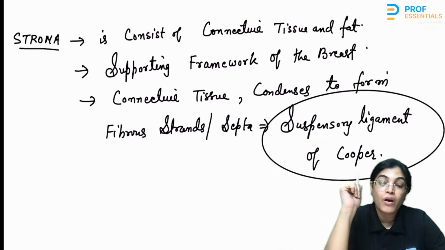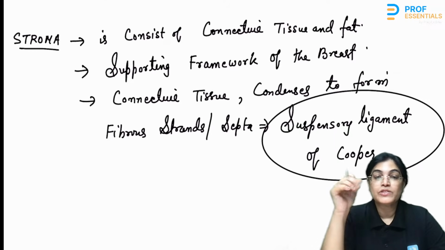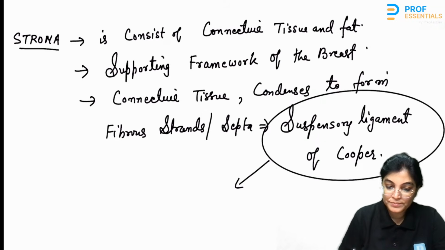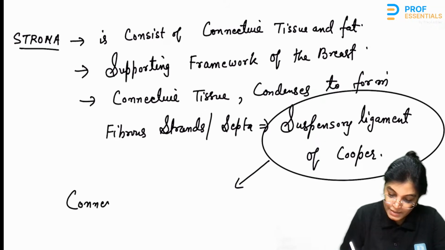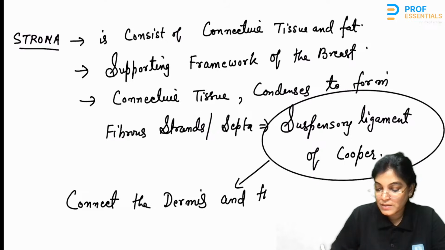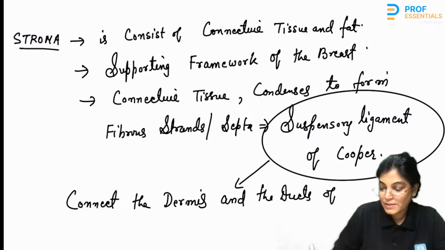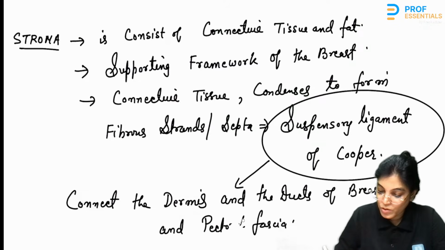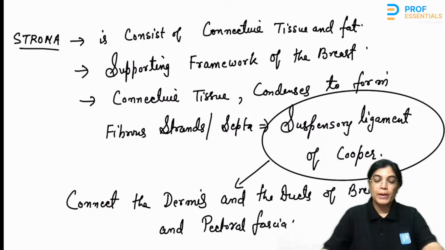To the duct of the breast and that of pectoral fascia. So this is how they form the connection. So the suspensory ligament of Cooper connects the dermis and the ducts of the breast and pectoral fascia. So this is how it forms a connection supporting the mammary gland. Is it okay? This is how it supports the mammary gland.